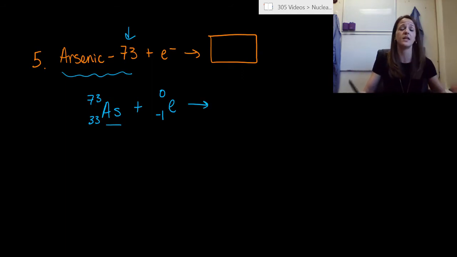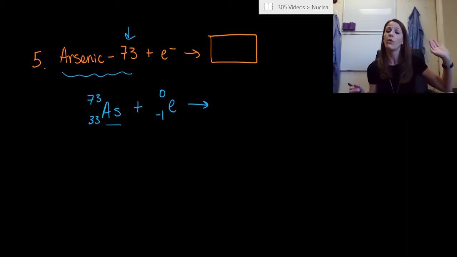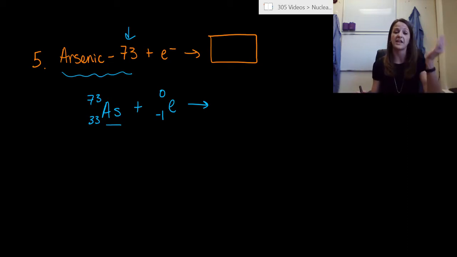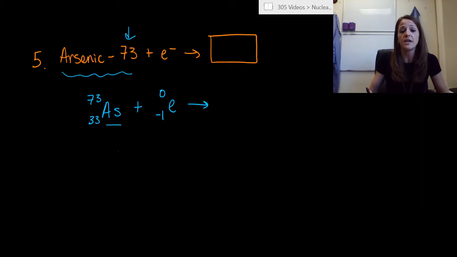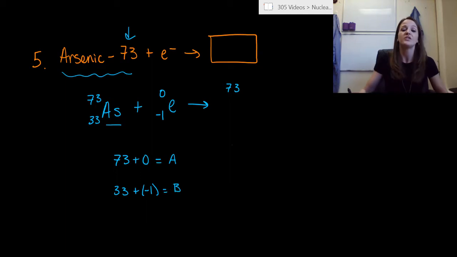All right, now it's the same as before, as in questions 1 through 4. We're just trying to fill this in and actually solve for our product. We have to look at our superscripts. 73 plus 0 is going to give us A. In this case, A has to be 73. There's no other way around that. Then our subscripts, or our atomic numbers: 33 plus -1, that's going to be equal to B. So 33 minus 1 gives us 32.